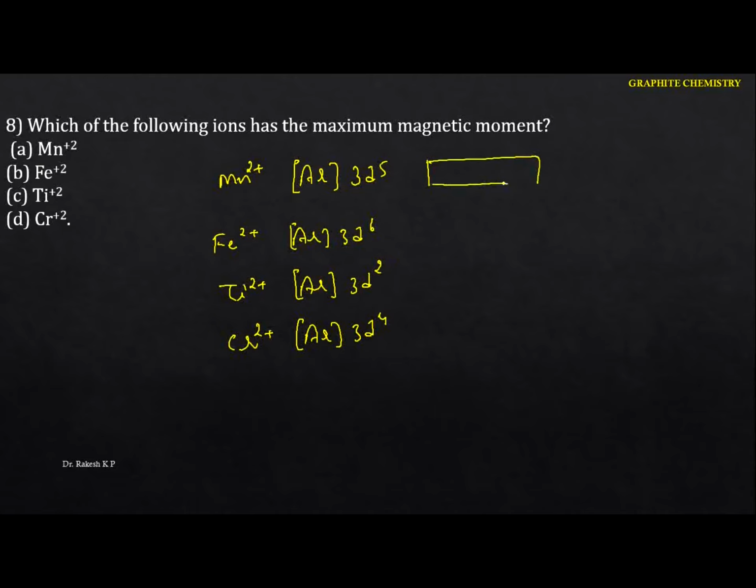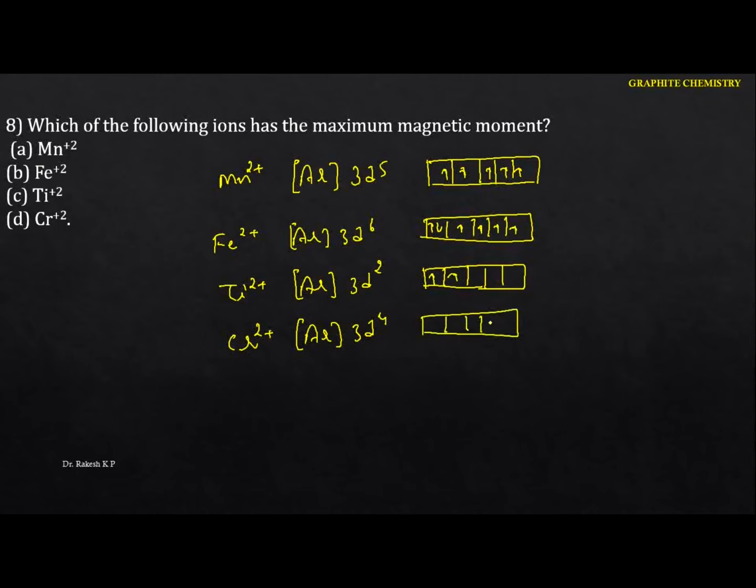Now identify the larger number of unpaired electrons. In this case, Mn2+ has 5 unpaired electrons in the d orbital. For Fe2+ with 3d6, the total number of unpaired electrons will be 4. Ti2+ has only 2 unpaired electrons, and Cr2+ has 4 unpaired electrons. So here we have 5, 4, 2, and 4. The more the unpaired electrons, the greater the magnetic moment. Hence in this case the option is the first one. Okay, next one.